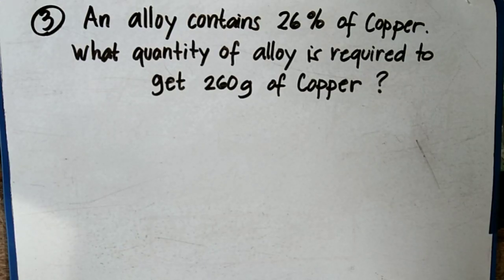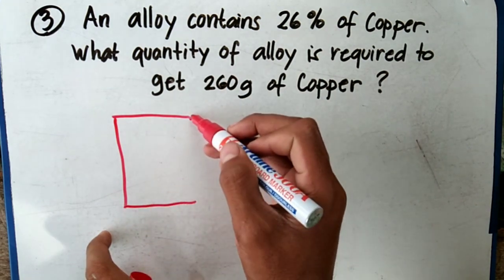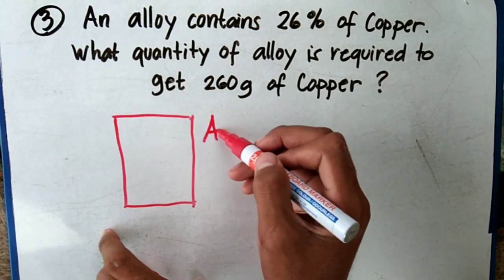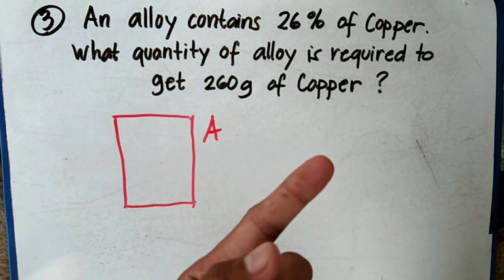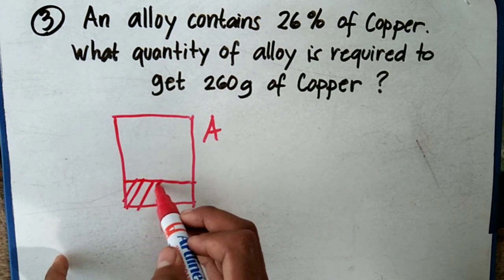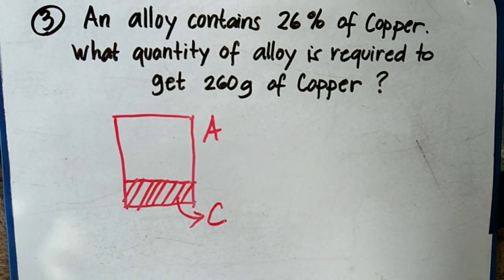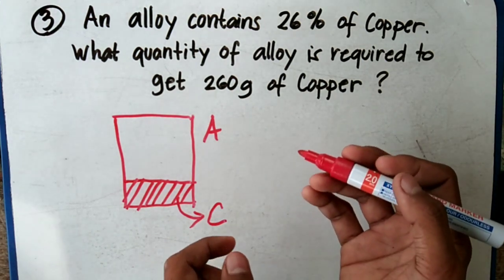The third and last example, an alloy contains 26% of copper. What quantity of alloy is required to get 260 grams of copper? Paano ba natin to mai-illustrate? Gagawin natin, magdodraw muna tayo. Kunwari, meron tayong container. And this is the alloy, let's say A. And sabi, alloy contains 26% of copper. So this is the copper, let's say C.